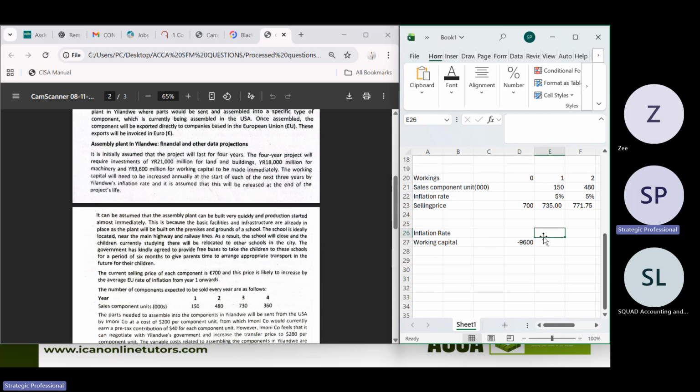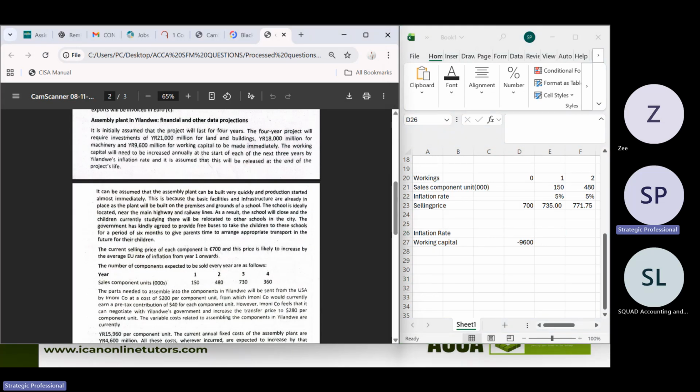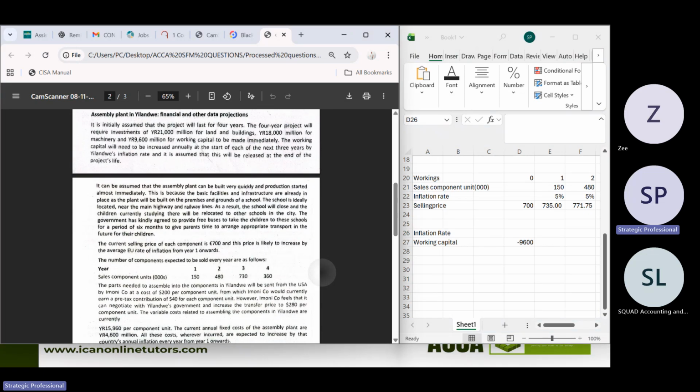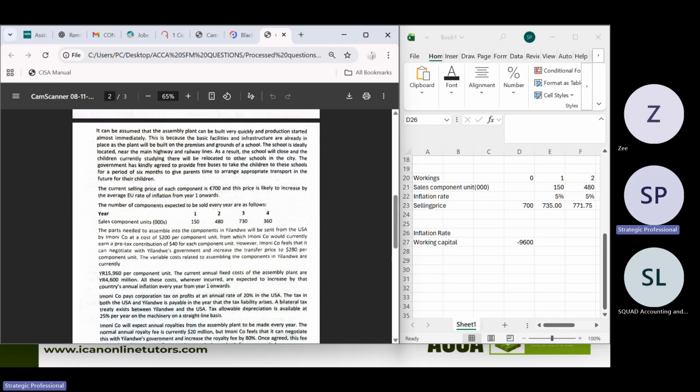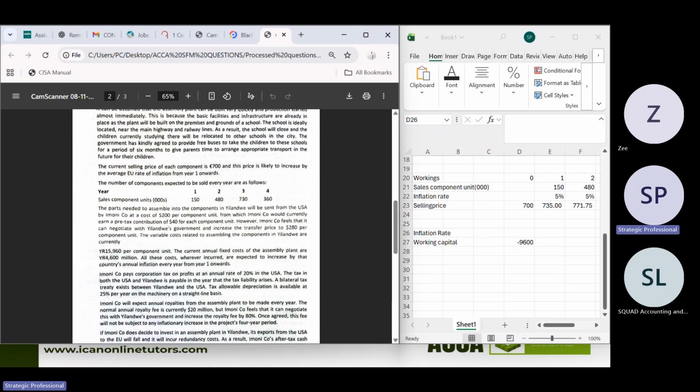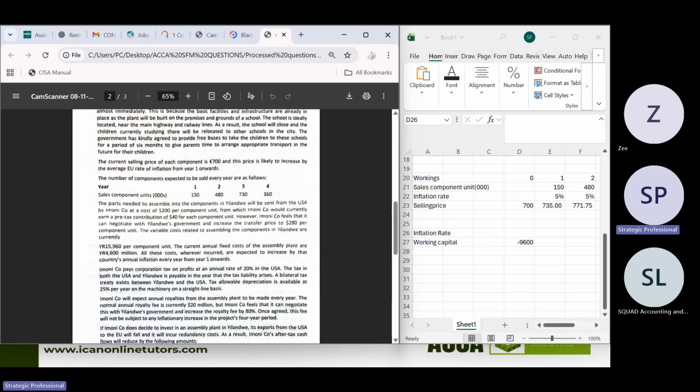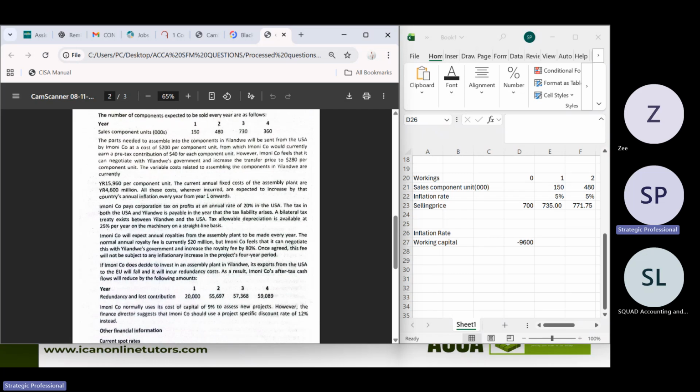So let's continue. So we've gotten that. I want us to be taking it one by one, the way the question is flowing, so that we won't miss anything. So that's the selling price. That's 700. We've cleared that one. We've increased it by the inflation rate. The component unit, we've also factored that one. 154.80. We brought that in. So let's move on.